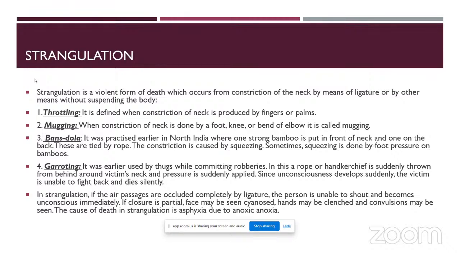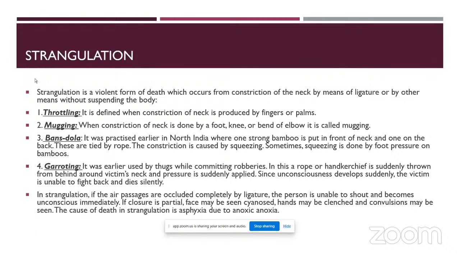Now, the next type which we can discuss is garroting. Garroting was practiced in earlier days by thugs for committing robberies. They used a rope or handkerchief, which is suddenly thrown from behind around the victim's neck, and the pressure is suddenly applied. Since unconsciousness develops, the victim is unable to fight back.